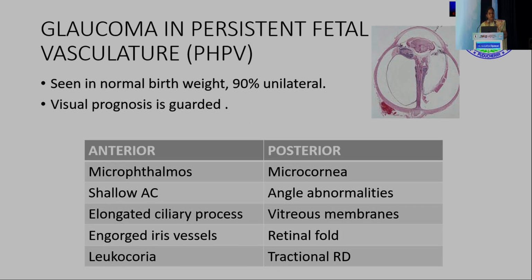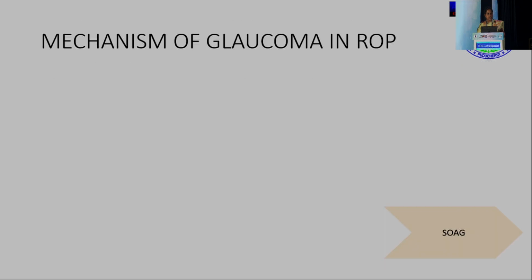And PHPV is seen in normal birth weight. ROP is in low birth weight and it is bilateral, and PHPV is in normal birth weight and it is 90% unilateral. And there are two types, anterior and posterior, and glaucoma is usually associated with the anterior type of PHPV because it is associated with microphthalmos, shallow anterior chamber, and enlarged iris vessels, and the lens is abnormal in PHPV associated with persistent fetal vessels.